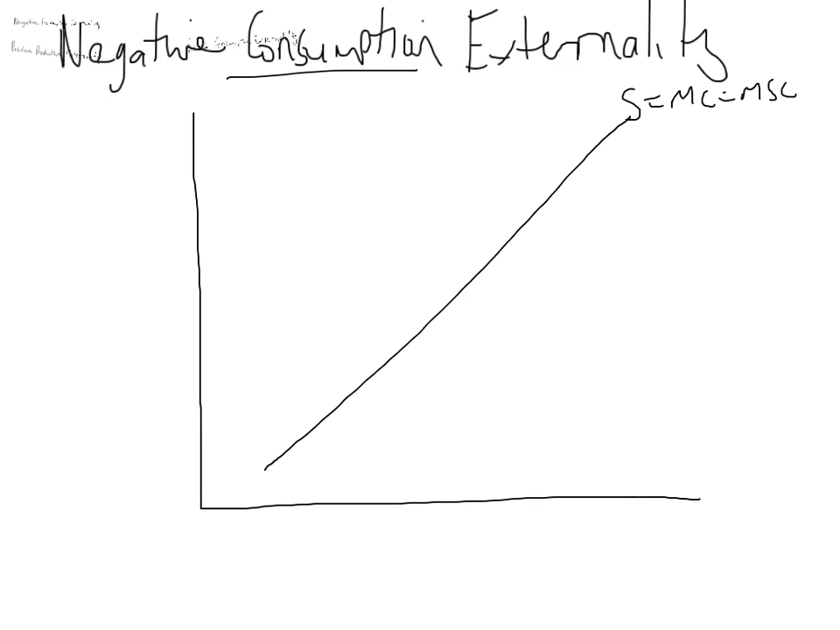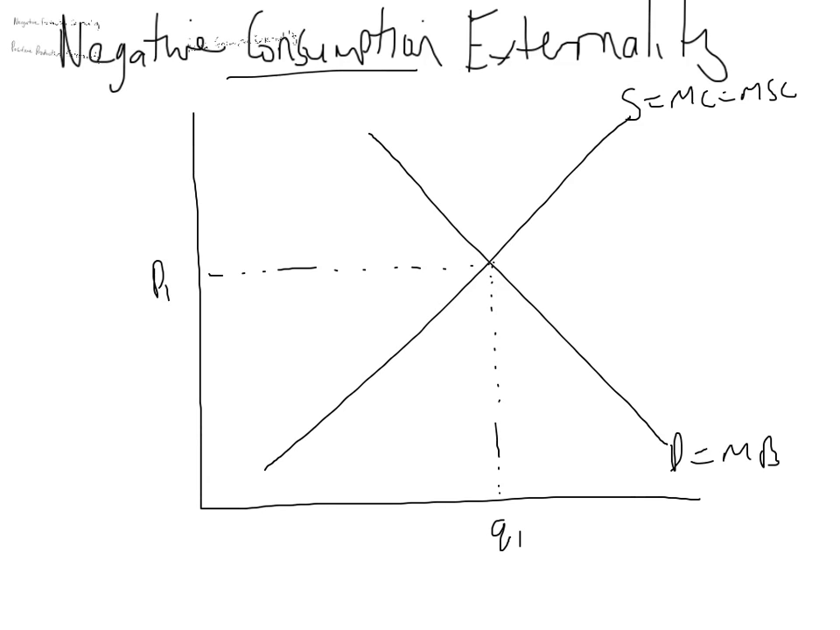All right. So what does the free market want to give us? Well, here's where demand equals marginal benefit. And so the free market wants to supply this quantity. Let's call it Q1, and that'll be the market price P1.